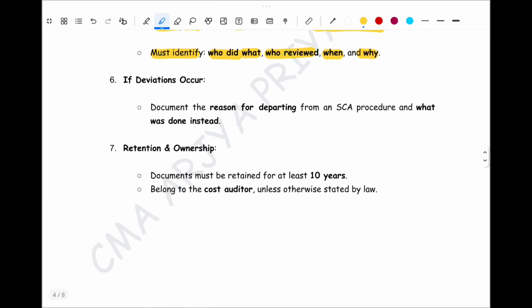Next is if deviations occur. If deviation occurs, document the reason for departing from the standards on cost auditing procedure and what was done instead of that.